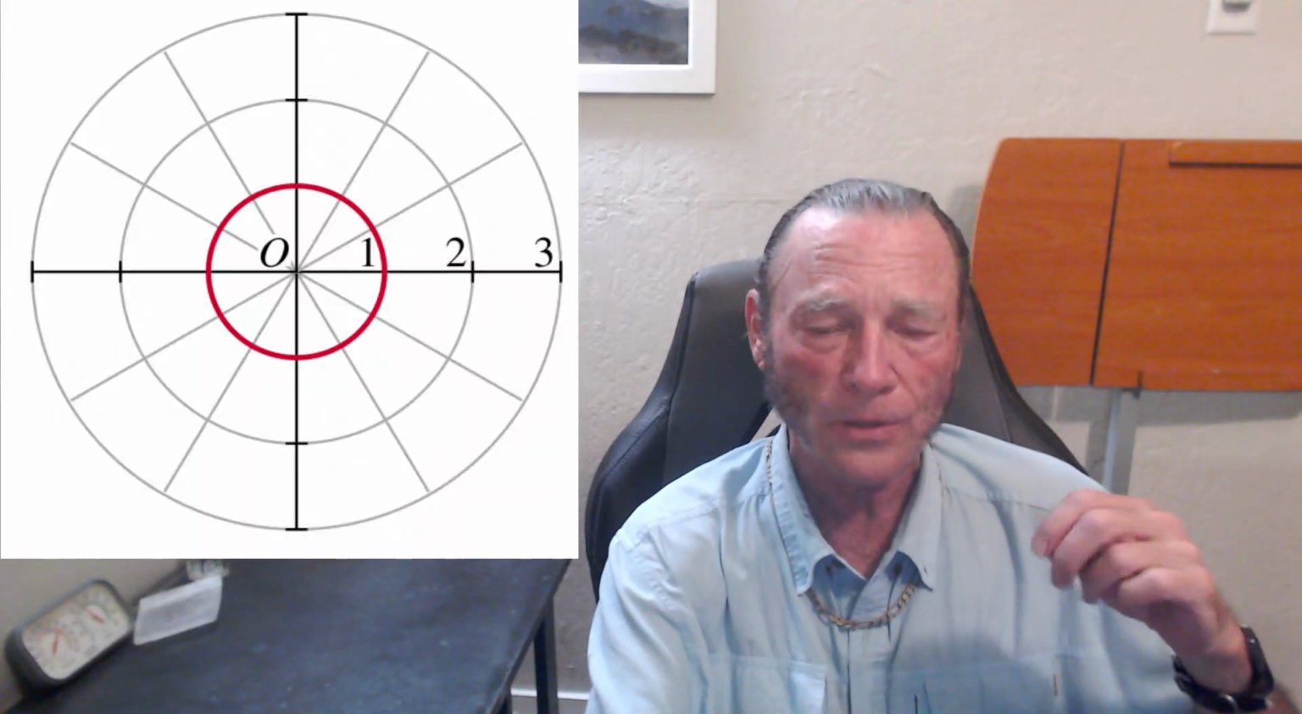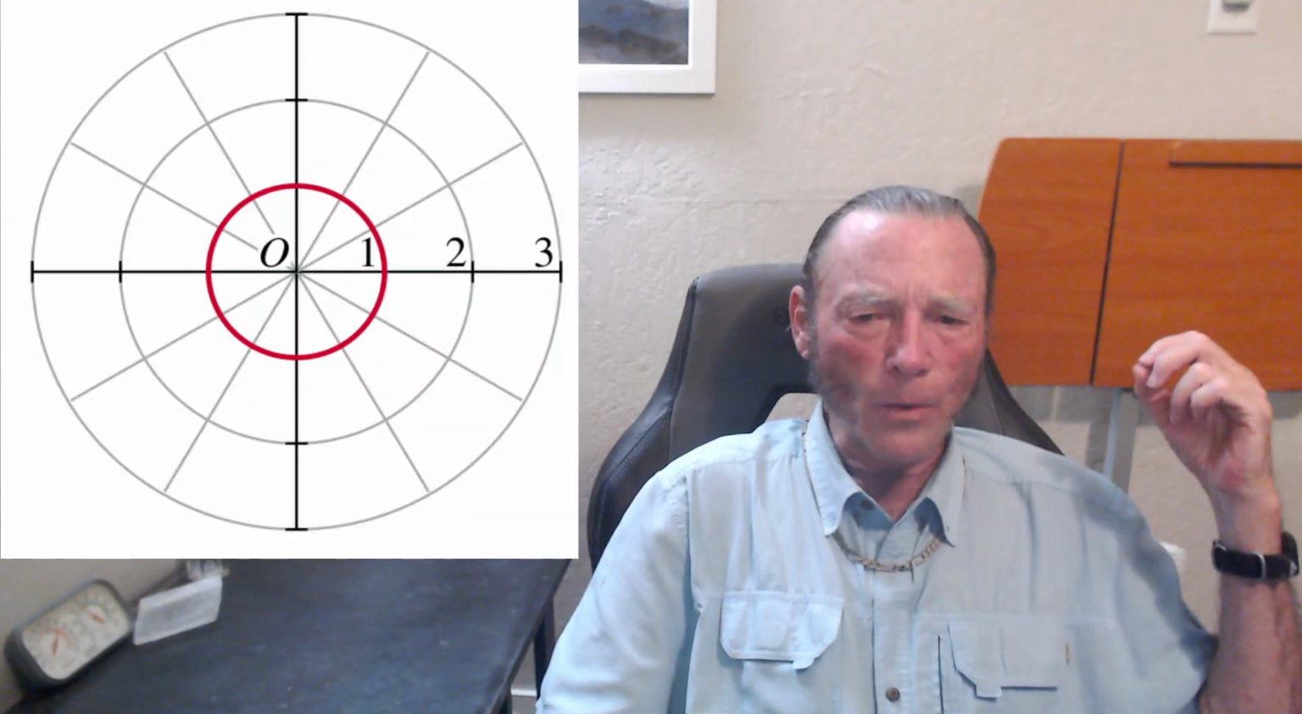The inner one would be 0.16. What would be the radius of the second one? Would it be double that? I'll leave that to you for homework.